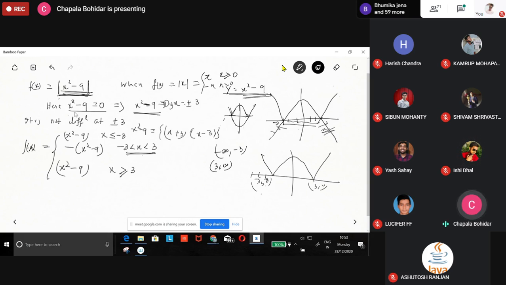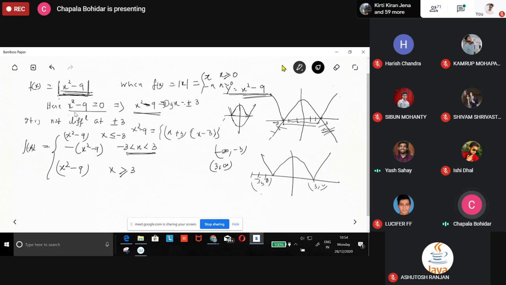The question is asking about the graph. We will do it like this. Because the function given is an absolute value, all the values are on the positive side. Is it clear to all of you? After this, you can do your graph.